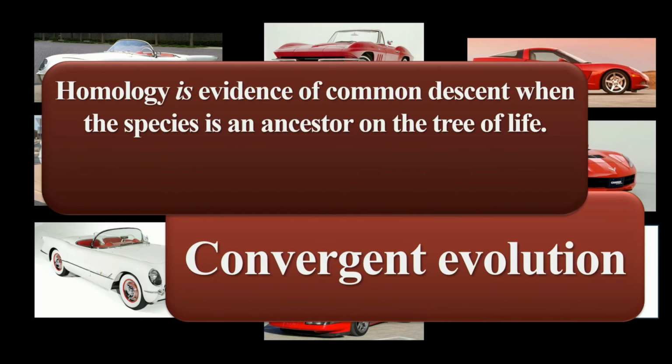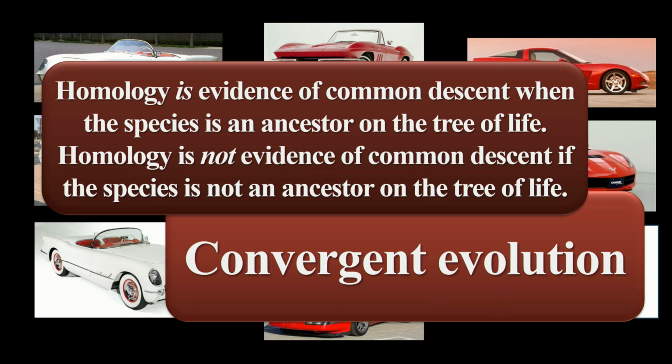Convergent evolution. So when you look at those different cases, we would say, well, that means that the octopus and the human are related. Well, no, but they're homologous. They both have eyes. I know, but they're on different parts of the tree of life. So just because they're homologous doesn't mean that they're related. Do you see where I'm going with this? Homology is evidence of common descent when the species is an ancestor on the tree of life.